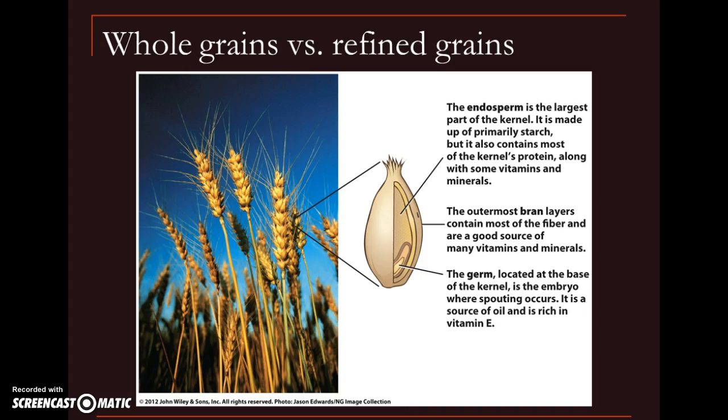If you think about something that has bran in the title, like all bran or wheat bran, you can think of a coarse, hard, insoluble sort of fiber that has a lot of health benefits, especially for the colon. The germ is located at the base of the kernel, and that's where the sprouting occurs. It's a really rich source of oil and is rich in vitamin E, and wheat germ is actually used to sprinkle on top of yogurt or cereal or things like that as a nutritional supplement.